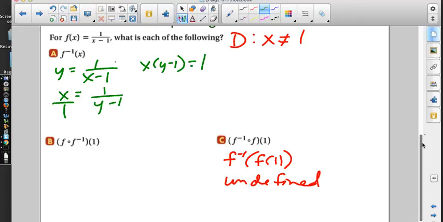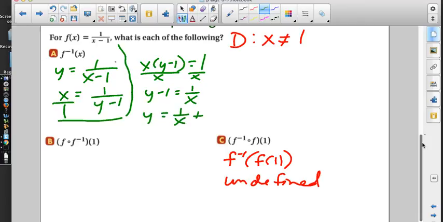Now, you can ask yourself, do I have to distribute the x? The answer would be no, you won't. This is multiplication. If we want to get rid of it, we can just divide. And then we'd add 1 to both sides. And we just found a new number we can't use. So f inverse is 1 over x plus 1. What number is out?